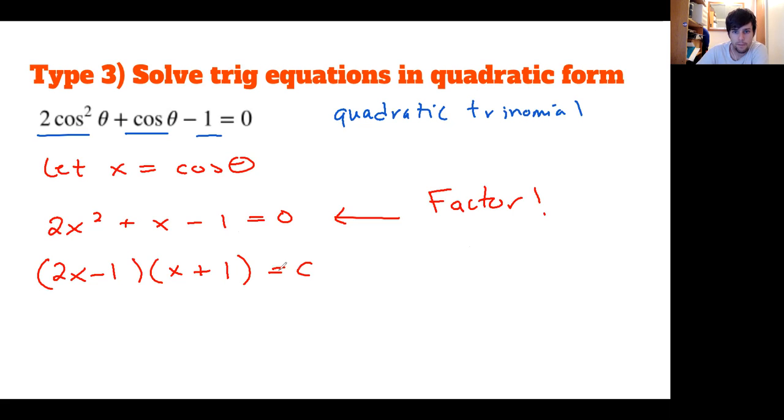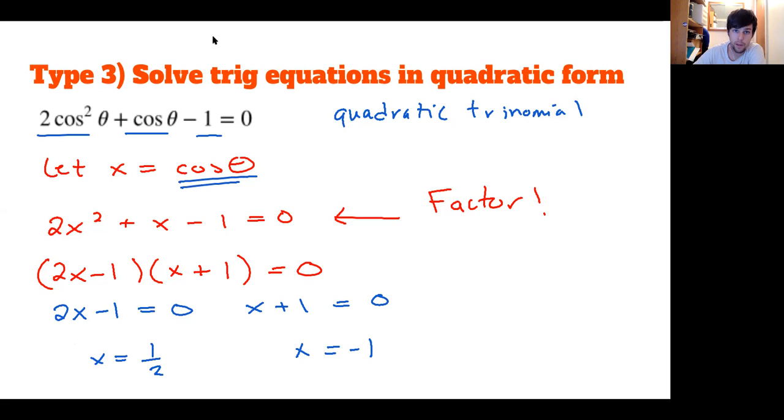Okay. And then remember, to solve an equation like this, we simply use the zero product property. We set both of these equal to 0. So for this one, we're going to get x is equal to 1/2. And here we're going to get x is equal to -1. Now remember, we weren't solving for x, we're solving for theta. So we got to unsubstitute. So we take that one extra step. This becomes cosine theta equals 1/2. This becomes cosine theta equals -1.